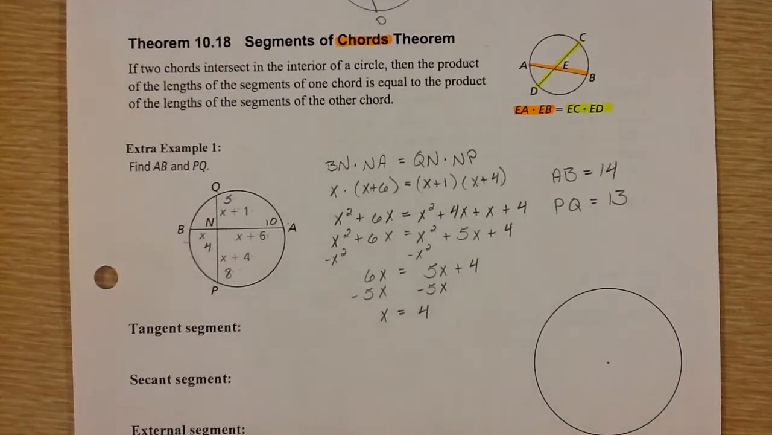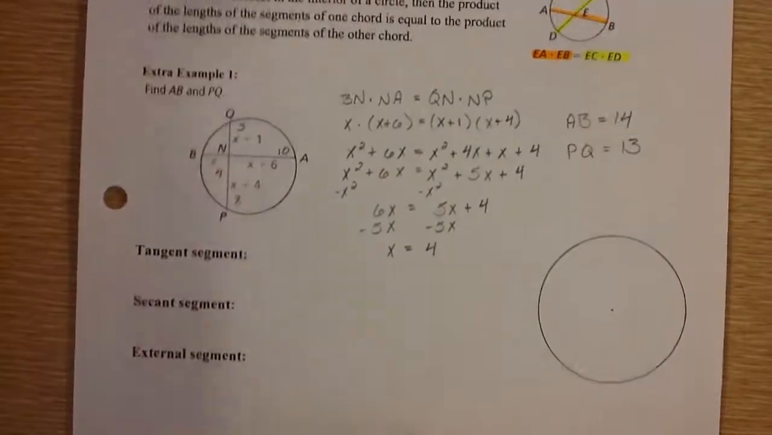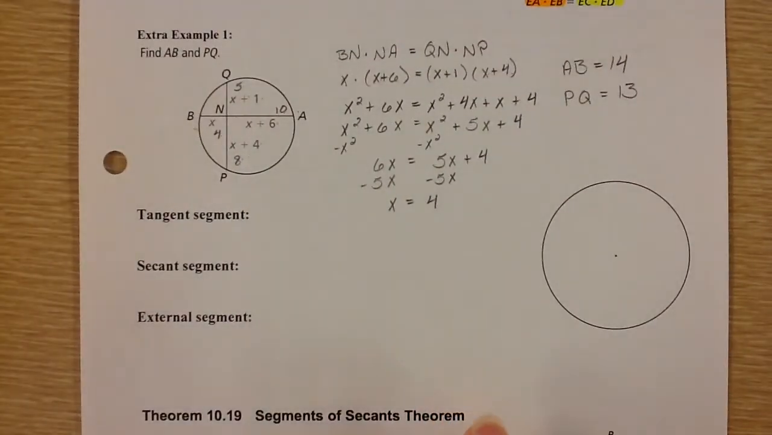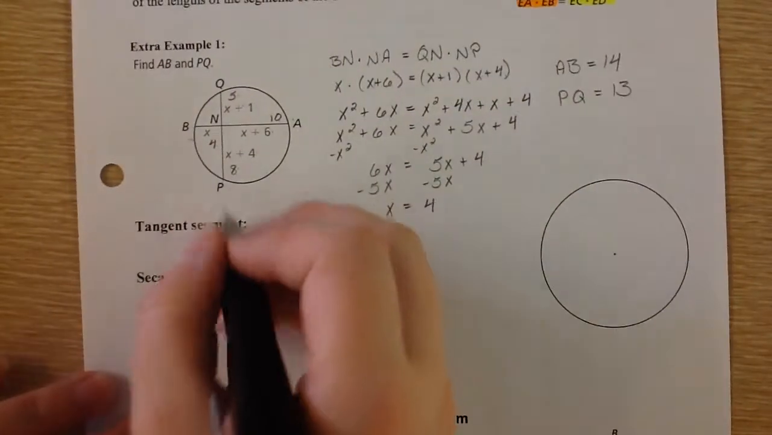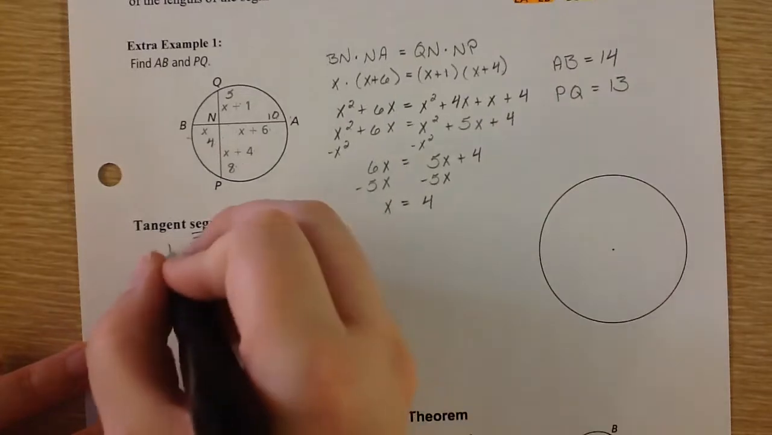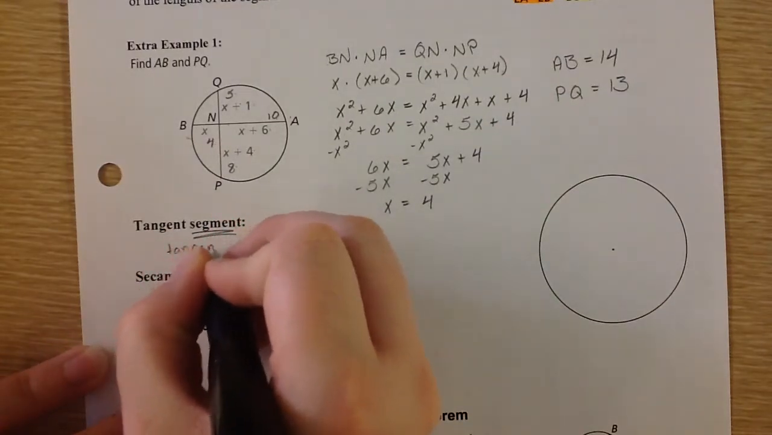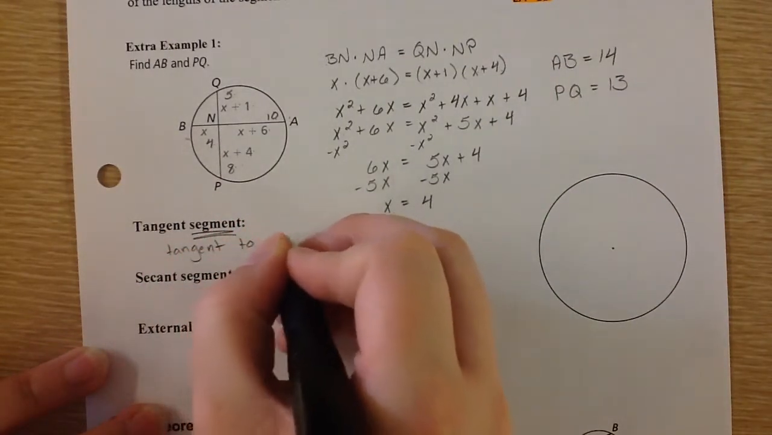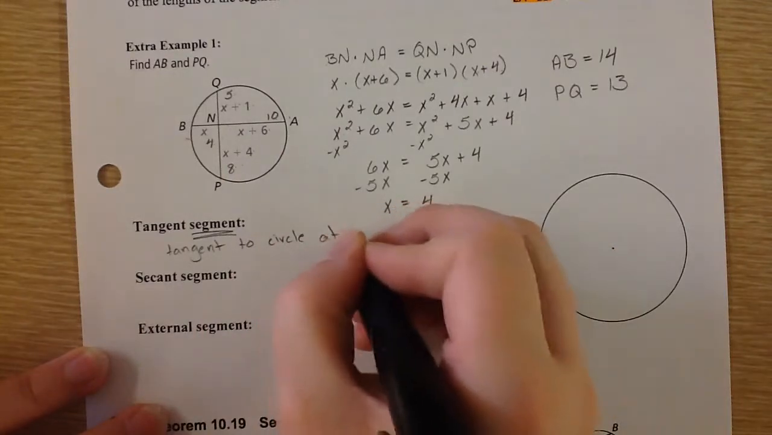All right, so now we have another bit of vocabulary. We talk about a tangent segment. When we talk about a tangent segment, we're talking about a segment that's tangent to the circle at its endpoint.